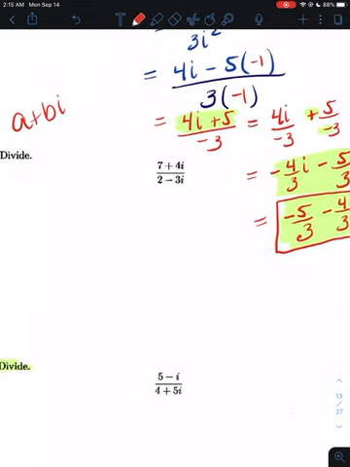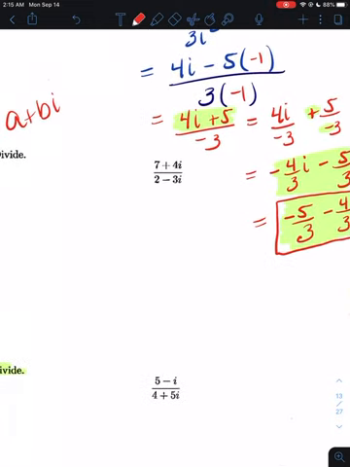So first of all, I have this 2 minus 3i in the denominator. This is the problem where I'm going to use a conjugate. So because I have a 2 minus 3i, I don't just have an i there. I have something added to that 3i. I need to use the conjugate. So use conjugates.